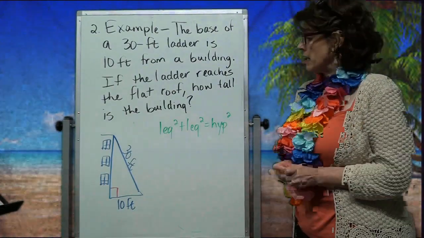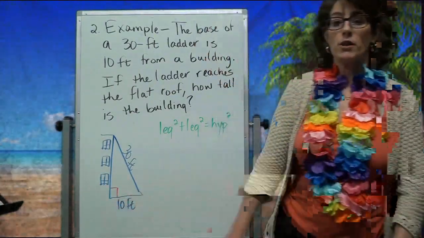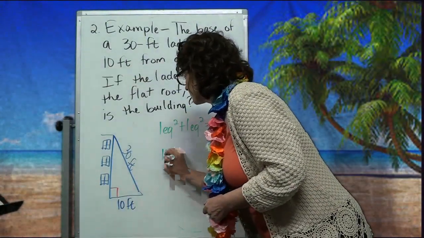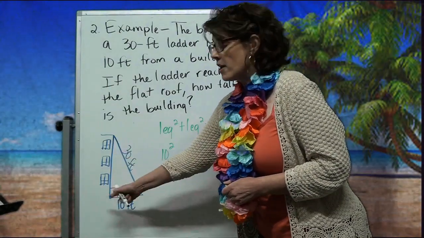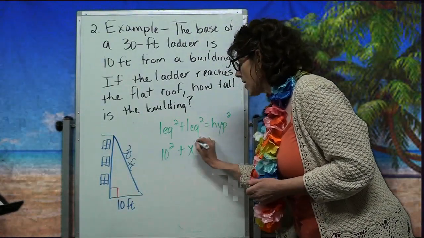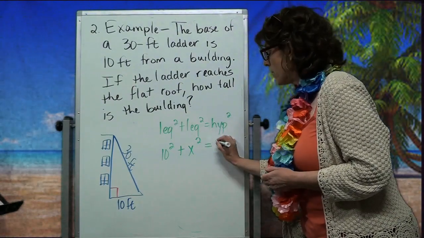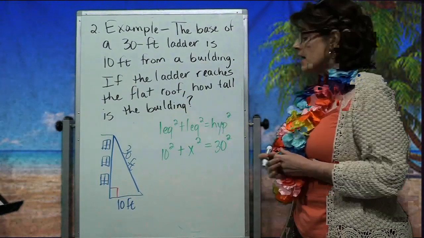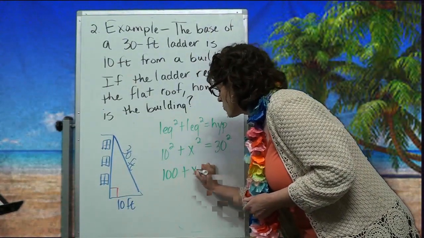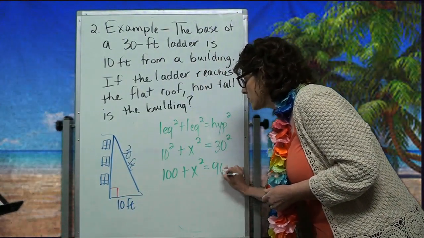And now when I fill my numbers in, I know that one of the legs, remember the legs branch off of that right angle, so one of the legs is 10. But here's the other leg. I don't know what it is. So I can either leave it as legs squared or I can call it x squared. And I know that my hypotenuse is 30. Now I know that 10 squared, 10 times 10, is 100. And I know that 30 squared, 30 times 30, is 900.